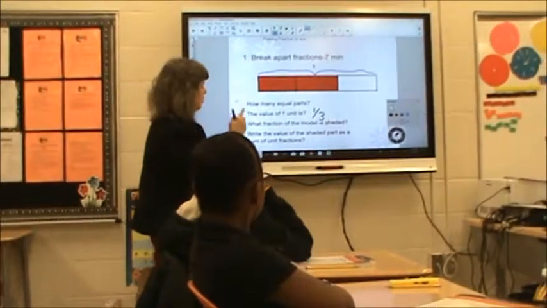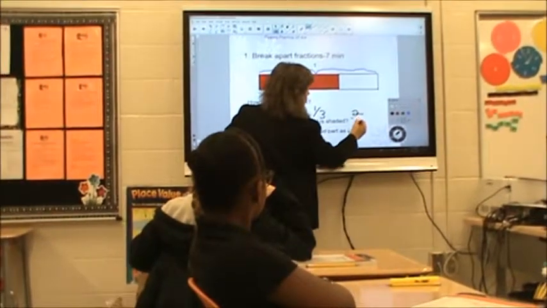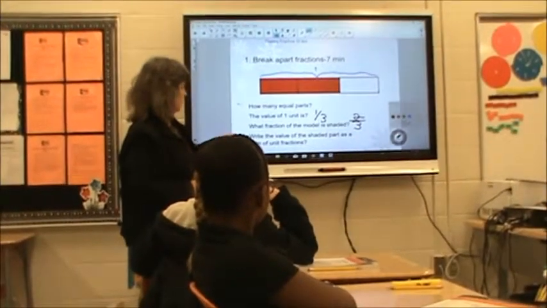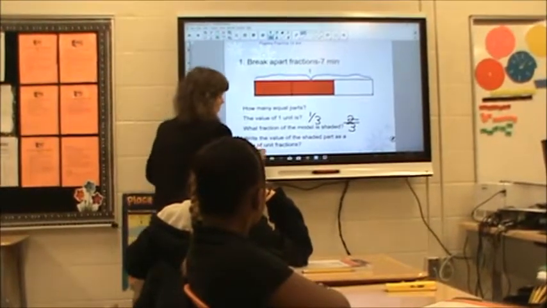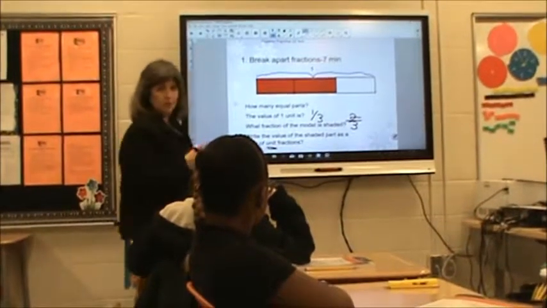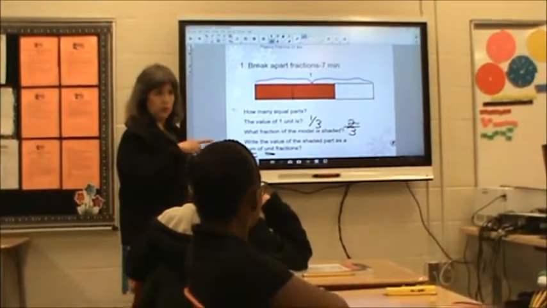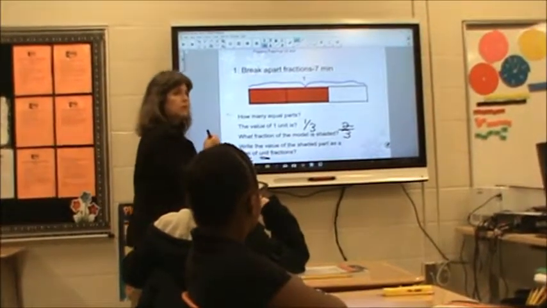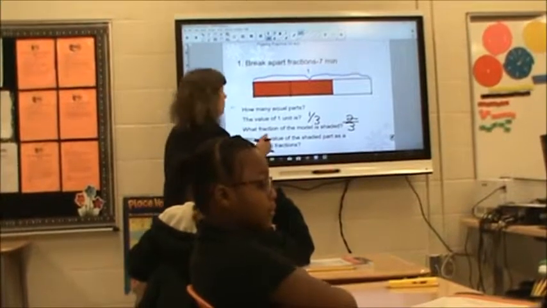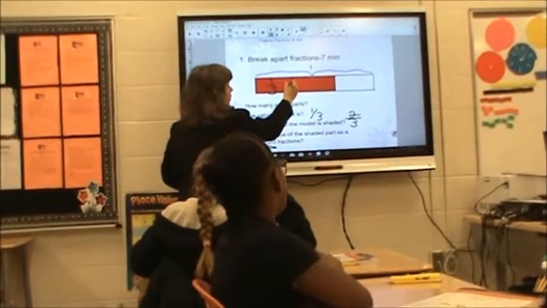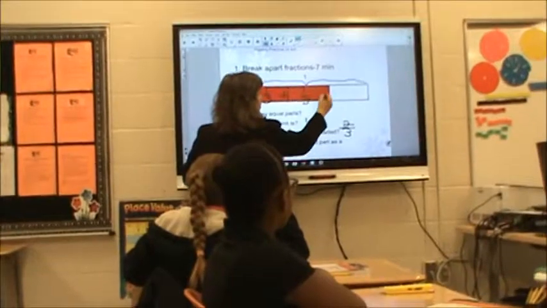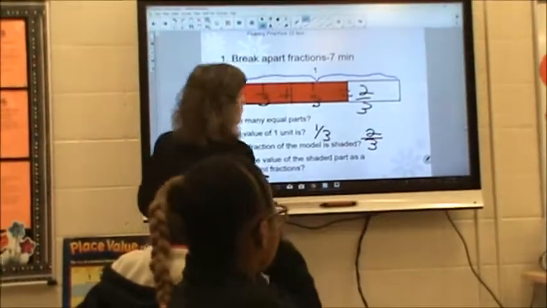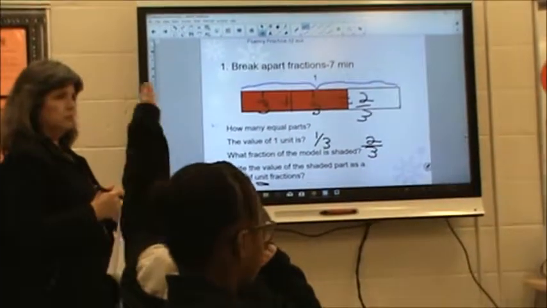Okay. Courtney just said 2/3 is shaded. So what is the value of the shaded part as a sum of unit fractions? And remember yesterday we talked about unit fractions being 1 as the numerator. So how would we add this like we did yesterday? Somebody said 1/3 plus 1/3. 1/3 plus 1/3 equals what? Equals 2/3. Okay. Raise your hand if you're okay with that.